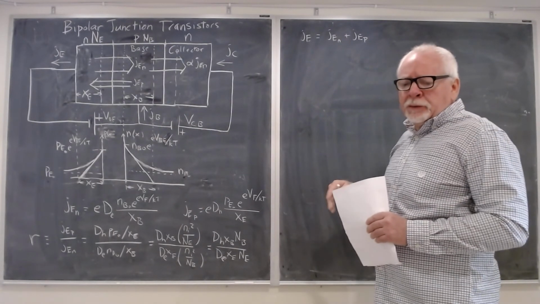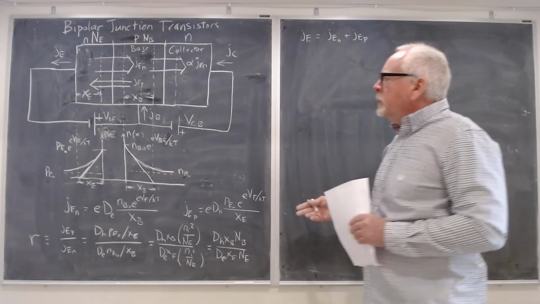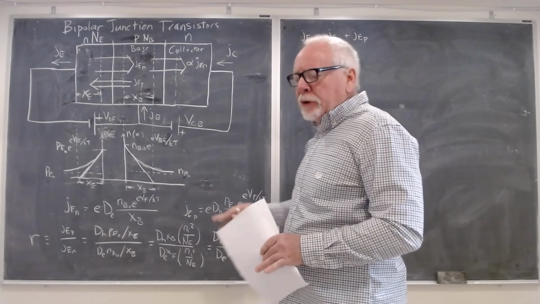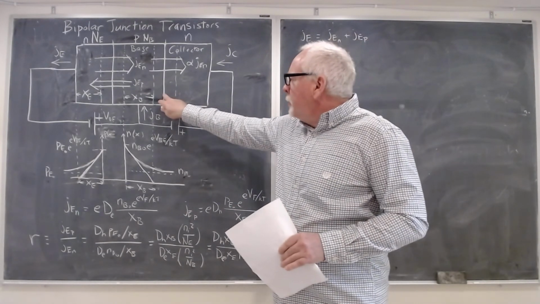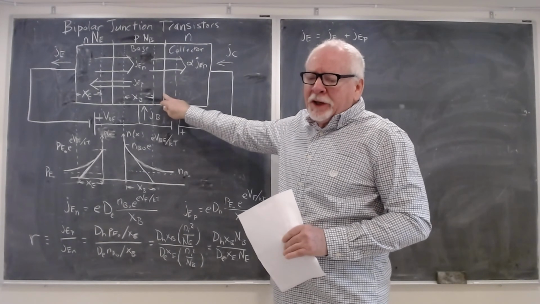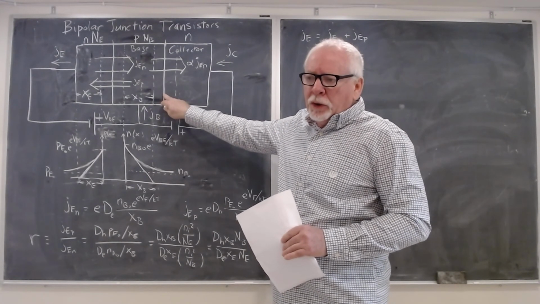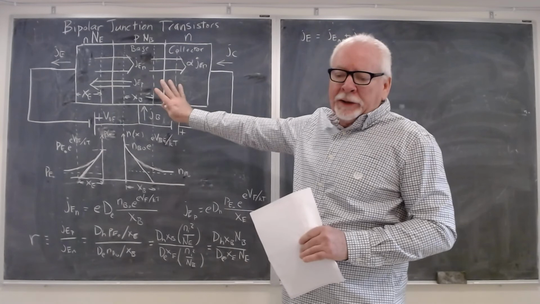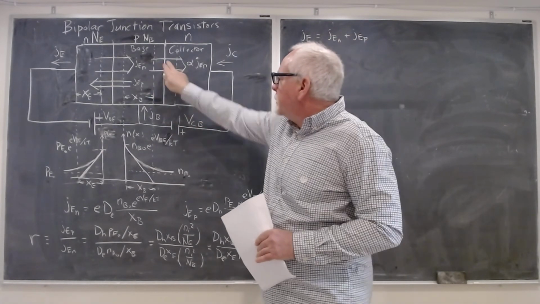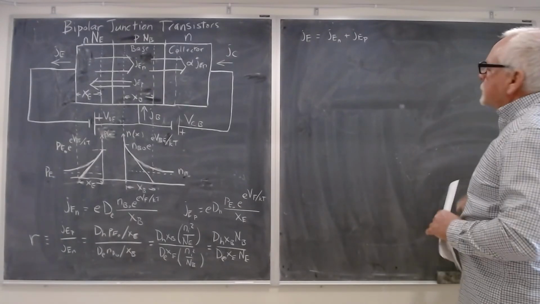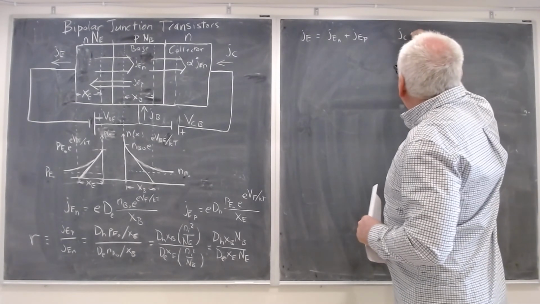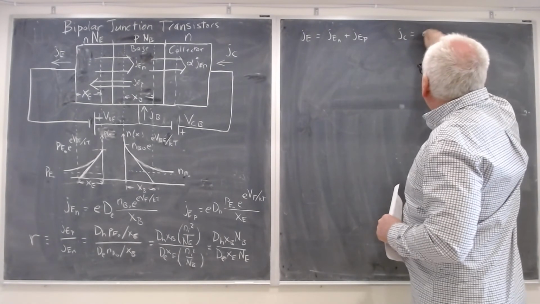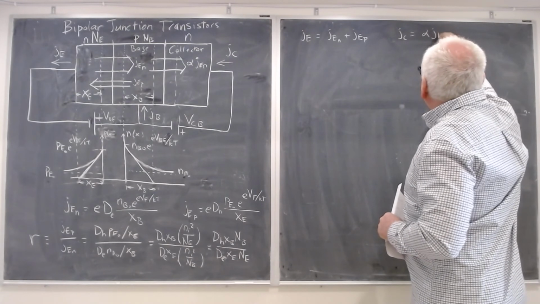Now, for those of you that might have covered this in more detail in another class, I am neglecting some other current components. For example, you know that a reverse bias junction does have a tiny bit of current going the other way, but we're just neglecting that. And so we're just treating that as the only component for now. So this is kind of a first order analysis. So then JC is just alpha JEN.